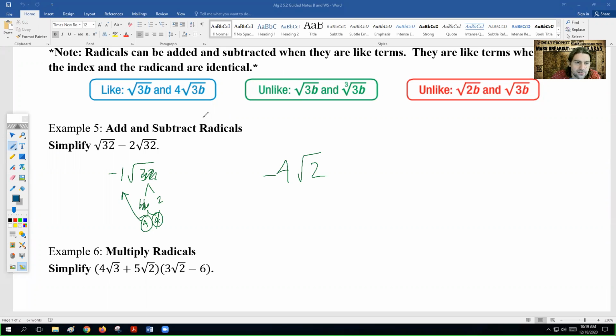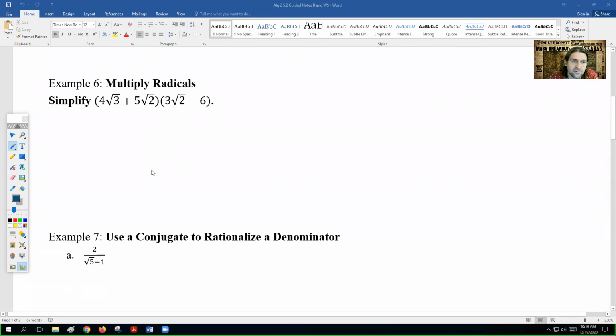Okay, let's clear this off. Well, let's kind of combine that. Now that's pretty easy. Let's take this a step further. What about multiplying radicals? So if we got 4 radical 3 plus 5 radical 2 times 3 radical 2 minus 6, let's see how we can combine those together.